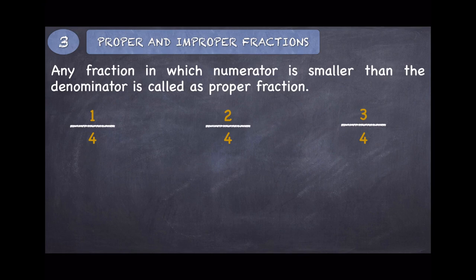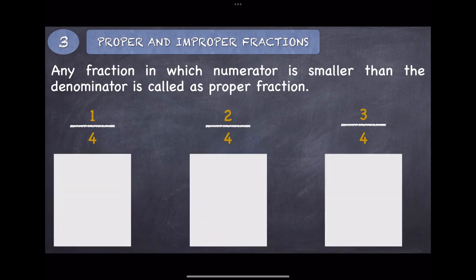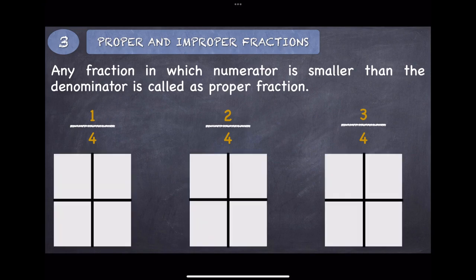Now let us try to represent these fractions. First, let us take a full sheet of paper and then divide it into 4 equal parts because the denominator of each fraction is 4. If I shade one part out of 4 parts, we have 1 by 4. If I shade 2 parts out of 4 parts, we have 2 by 4. And if I shade 3 parts out of 4 parts, we get 3 by 4.